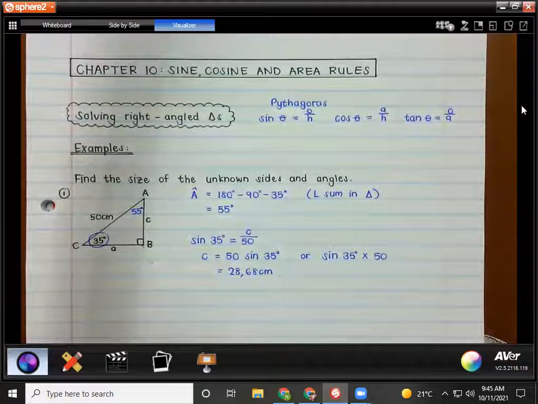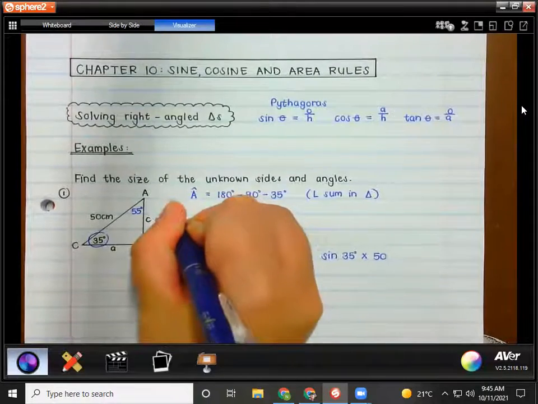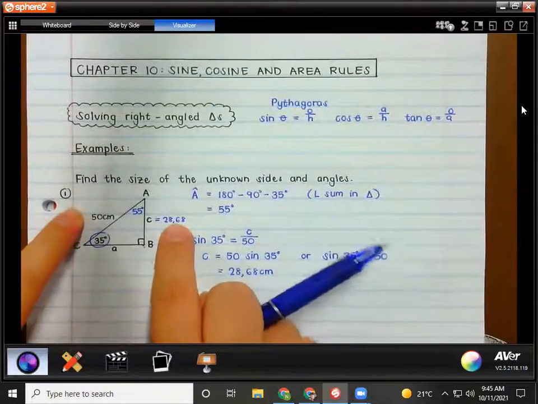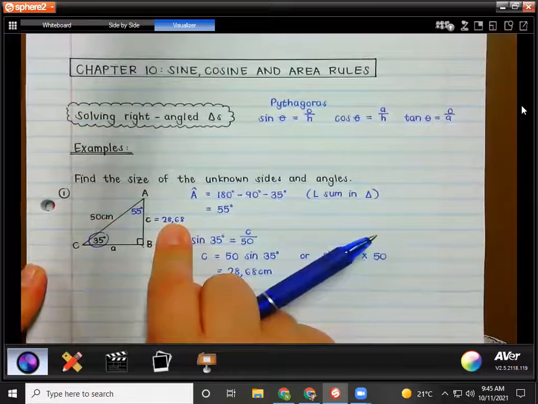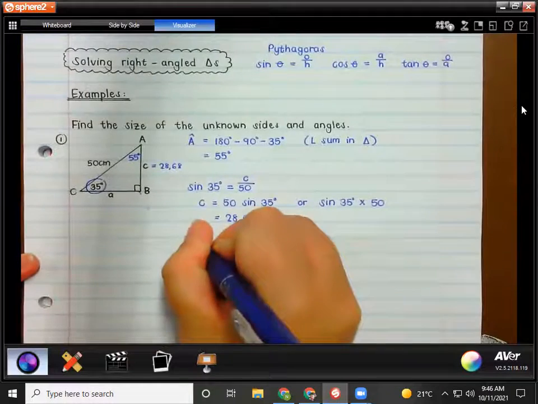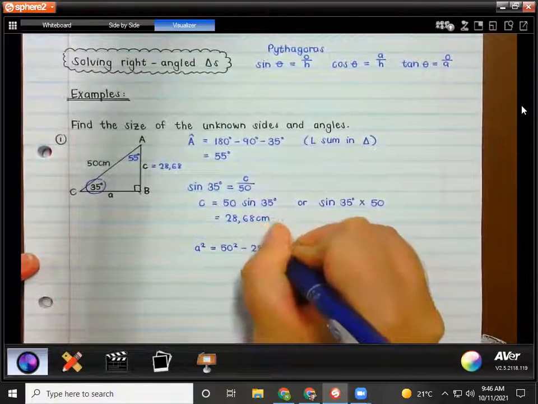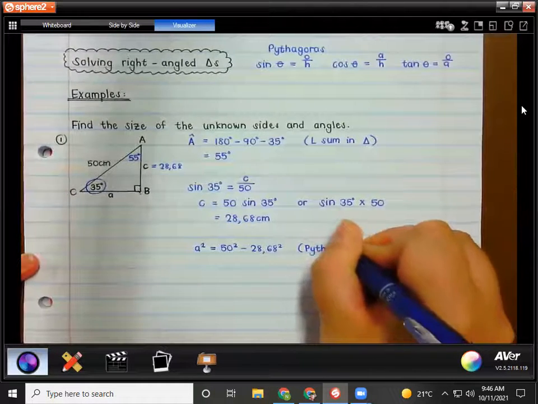Okay, now to find A, that's the last thing that we need to do. You have two options now. You can use Pythagoras, right? Because we now know that C is 28.68. So you can use Pythag. Remember, if you're finding A, it is not the hypotenuse, so you're not going to add these two together. If you have the hypotenuse, it's always hypotenuse squared minus the other one squared, right? That will give you A squared. So let's practice that. A squared is going to be 50 squared minus 28.68 squared. And you have to write your reason of Pythagoras, please.